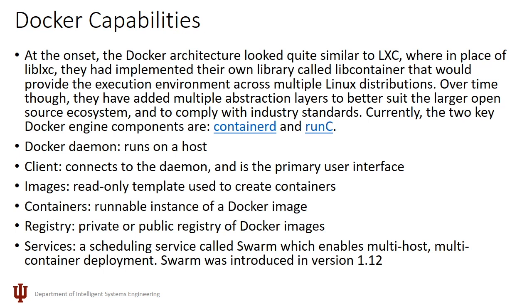We have containers. These are runnable instances of Docker images. We have a registry, which is a private or public registry of Docker images, in which we store the images. And we have services, which are essentially a service of containers. In this particular case, we have a service system that's called Swarm for Docker, which was introduced in one earlier version of Docker. Previously, it wasn't distributed with it.